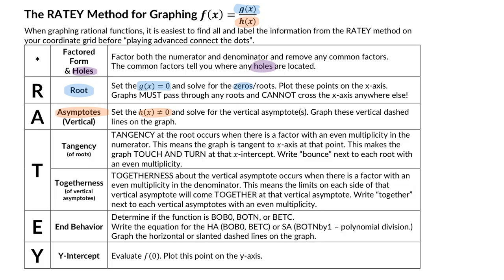The T of the Rady method is going to be new to you. It's called tangency and togetherness. It's tangency of the roots. Basically, it's the multiplicity of the roots. If you look at all of the roots in the numerator and you have any sort of even multiplicity, then you know from what we've learned about polynomials that it is not going to cross through the x-axis there. It's going to touch and turn. It's going to be tangent to the x-axis at that point. So you're going to write the word bounce next to any root that would bounce, because that's information for us to be able to graph.